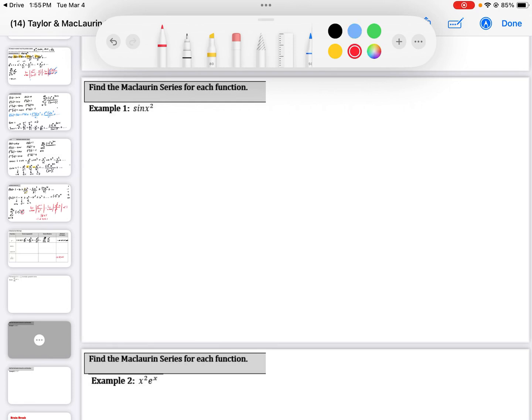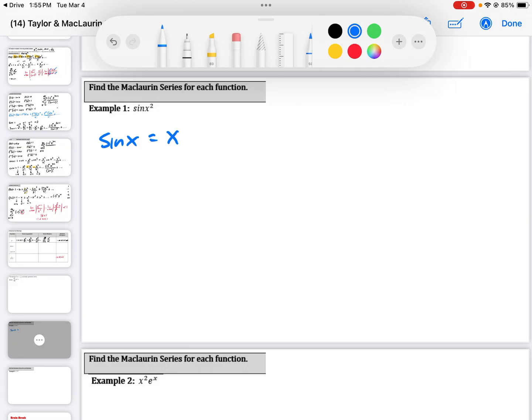All right, so we're going to continue these notes. We're going to do some examples. It says find the Maclaurin series for each function. So this is why we need to memorize what sine x is equal to. We need to know the Taylor series or the Maclaurin series that represents sine of x.